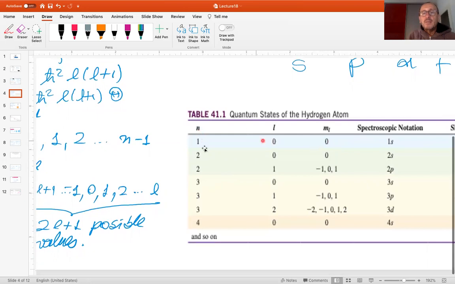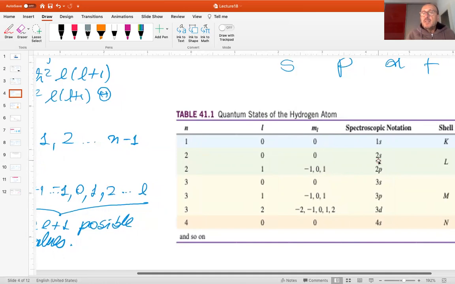So let me go back to this. In the case of n equal 2 now, I have the possibility that L could be equal to 0. It could be 0 because it's less than or equal to n minus 1, but it can only go up to 1 because n is 2, minus 1 is 1, so L can go from 0 to 1. If L is 0, the only possibility for ML is 0. But if L is 1, I have 3 possibilities for ML. It could be minus 1, 0, and 1.